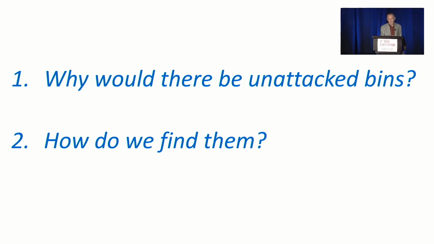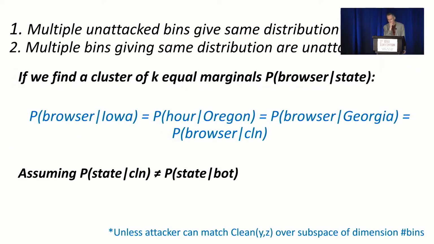So how would we find those buckets? Even if Oregon is unattacked, I could be staring at the distribution and wouldn't quite know it. Let's get to that next. As I said, if Oregon is unattacked, it gives me the clean distribution of browser in that bucket. Well, suppose I had more than one bucket that was unattacked. Suppose Oregon and Iowa and Georgia all received no or very little attack traffic. Then all of them would point to the same distribution, the clean distribution. There's only one clean distribution. Since they're all unattacked, they're all pointing at the same thing.